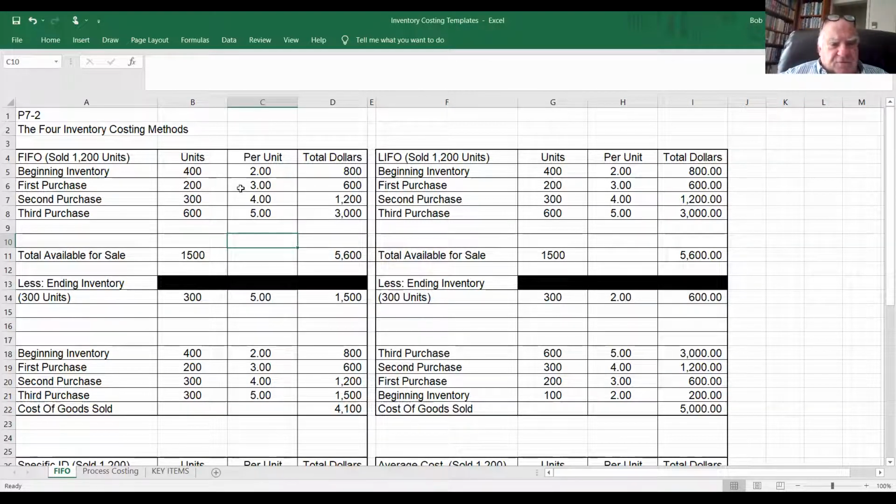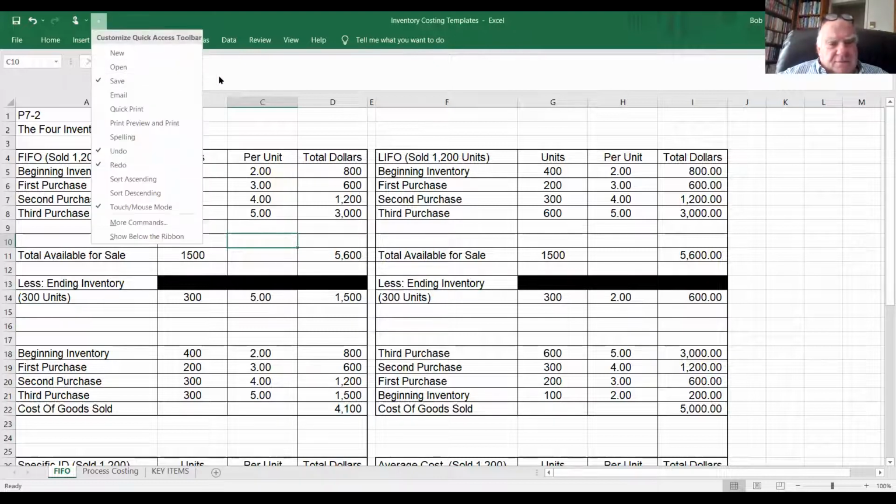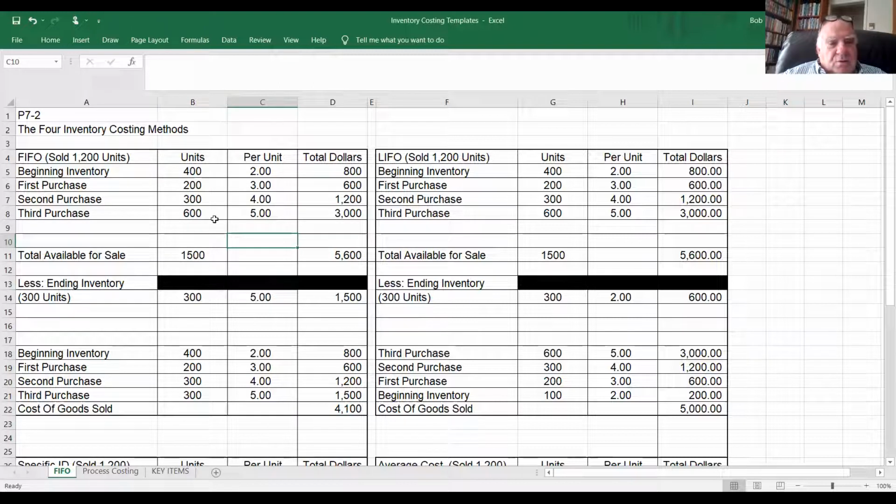So let's take a look at FIFO. We have a total of 1,500 units at a total cost of 5,600. 4 times 2 is 8, 2 times 3 is 6, add them down, etc.